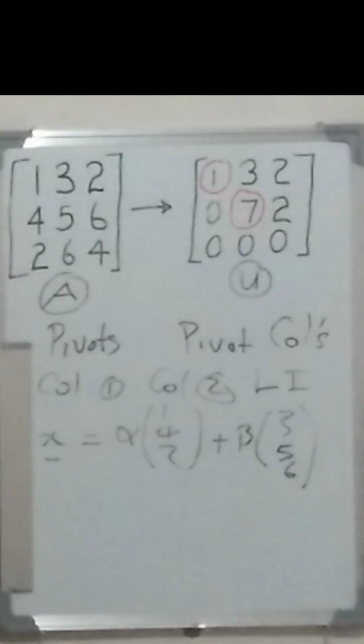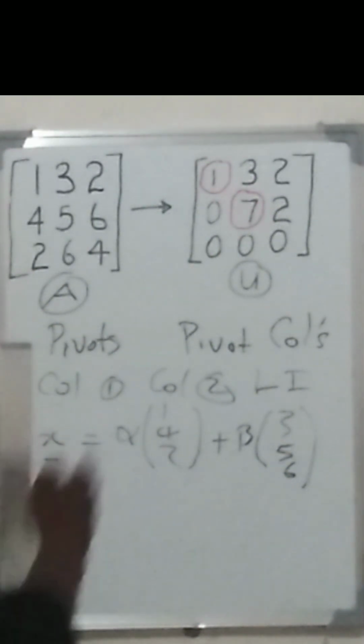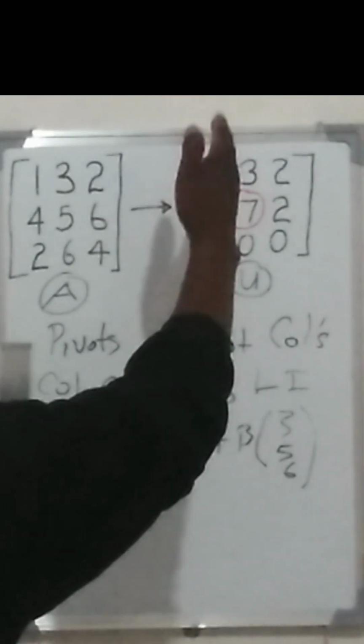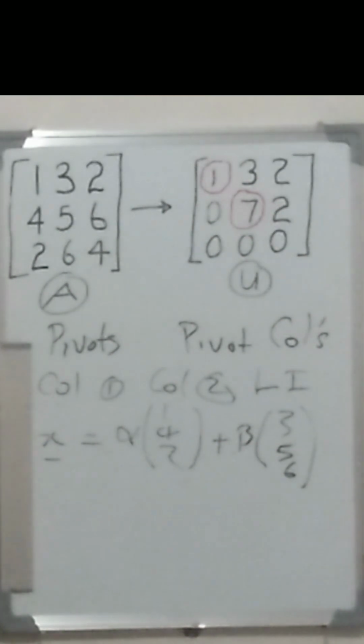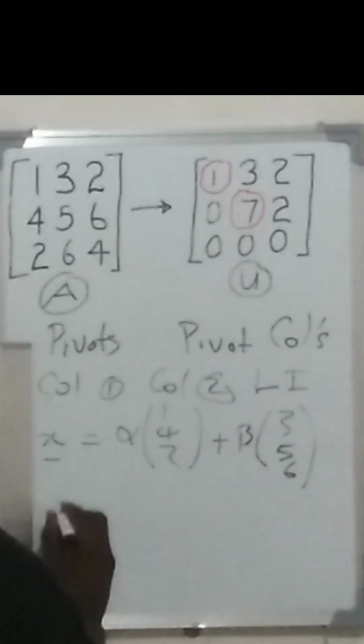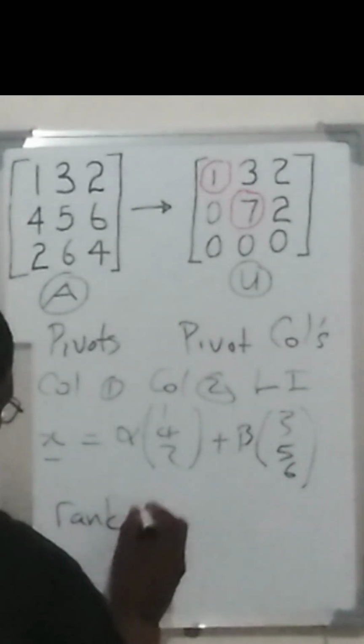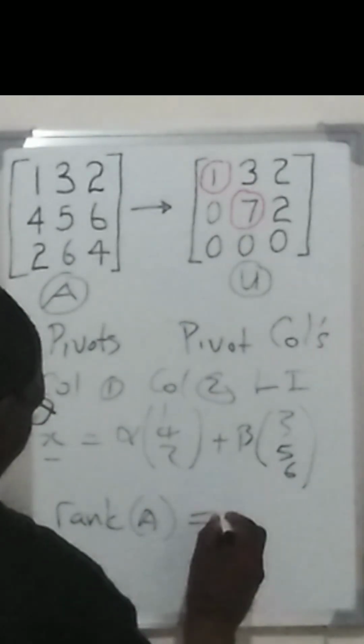Okay? Now, what else can we say? We can also say that given that we have two pivot columns in U, this also means that the rank of the matrix A is 2. So rank of A is equal to 2.